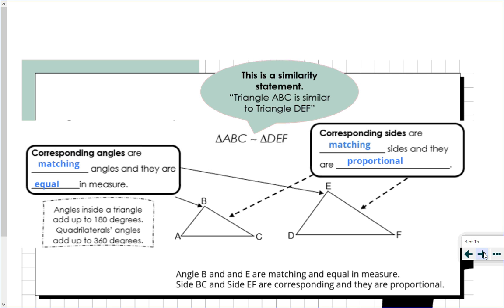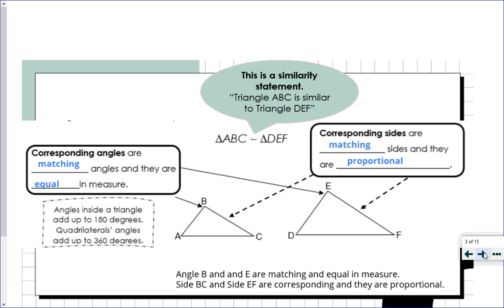So if you have two shapes that are similar, you have special properties that you can use to be able to identify angles and lengths on each triangle. So if you have a similarity statement, triangle ABC is similar to triangle DEF, that means that you can conclude that the corresponding sides are matching and they are proportional. Because similar shapes always have the same angles, you can say that the corresponding angles are matching and they are equal.